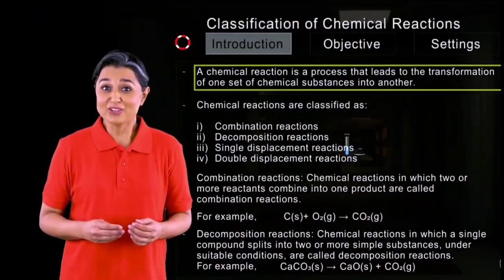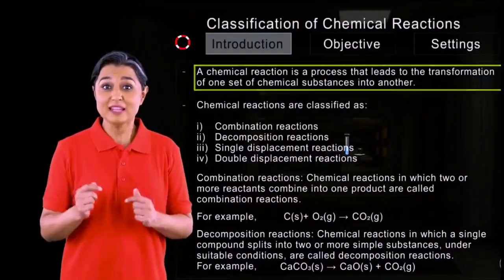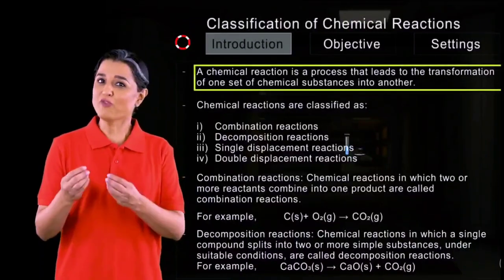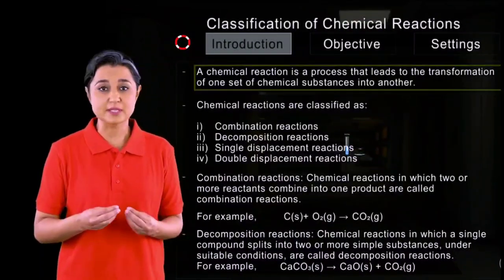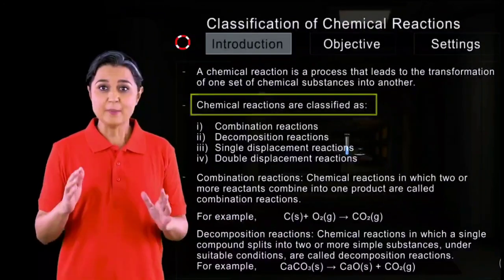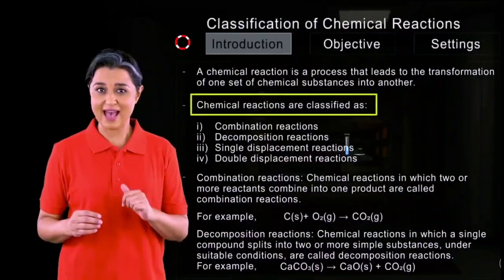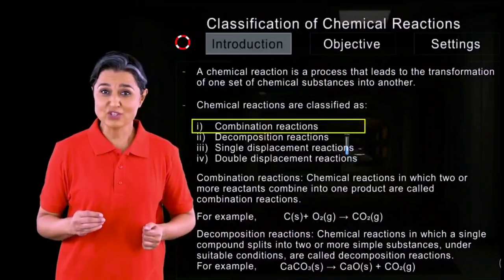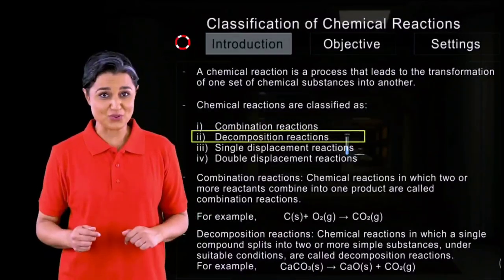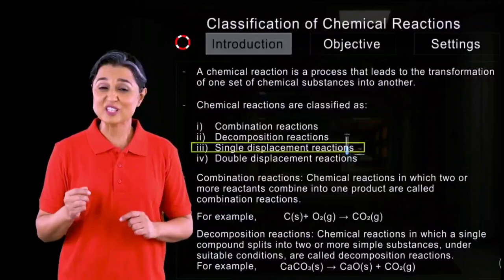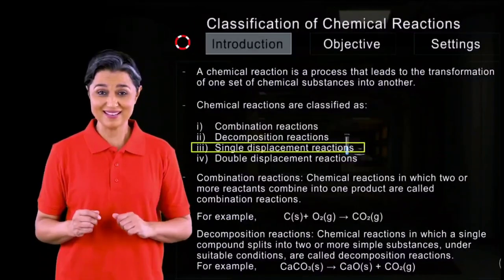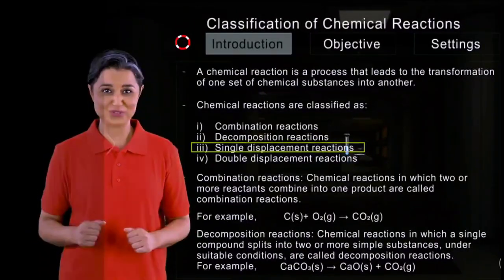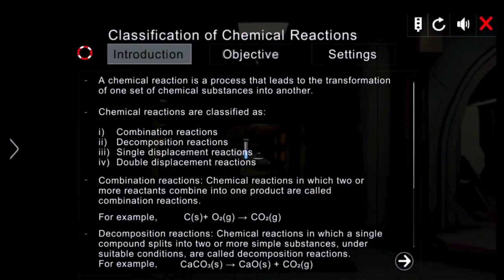A chemical reaction is a process that leads to the transformation of one set of chemical substances into another. Chemical reactions are classified as combination reactions, decomposition reactions, single displacement reactions, and double displacement reactions. Chemical reactions in which two or more reactants combine into one product are called combination reactions.